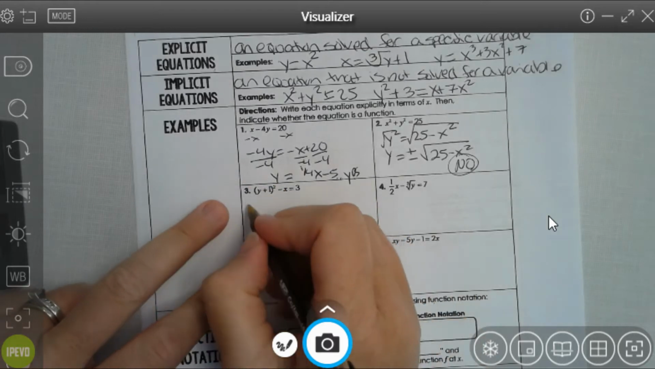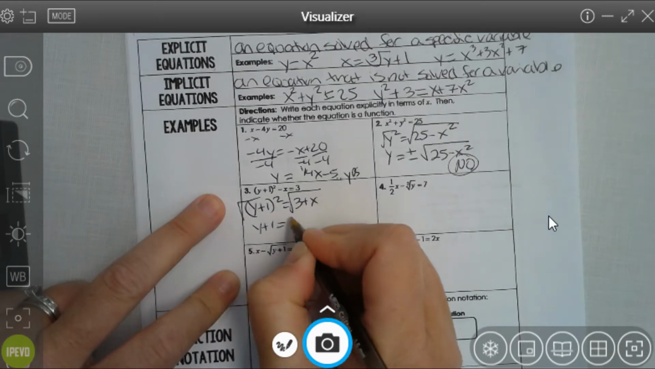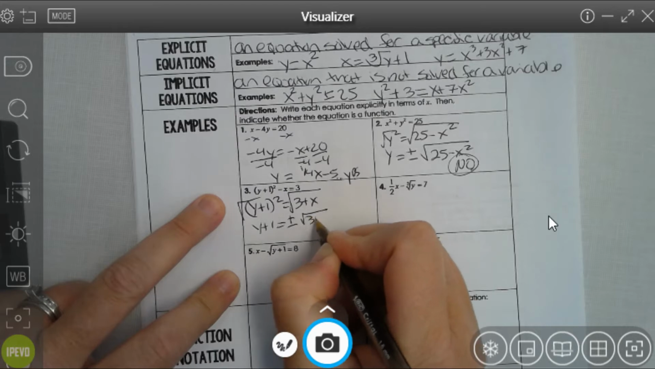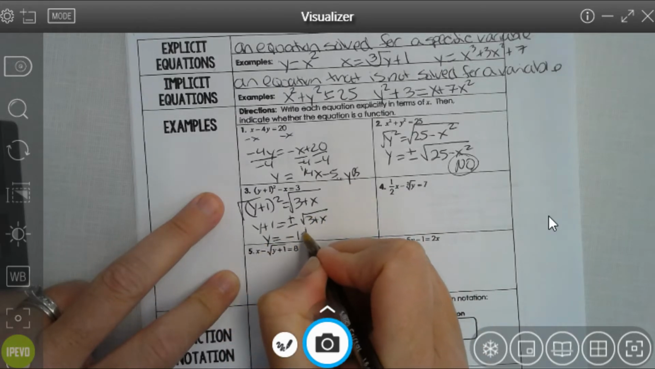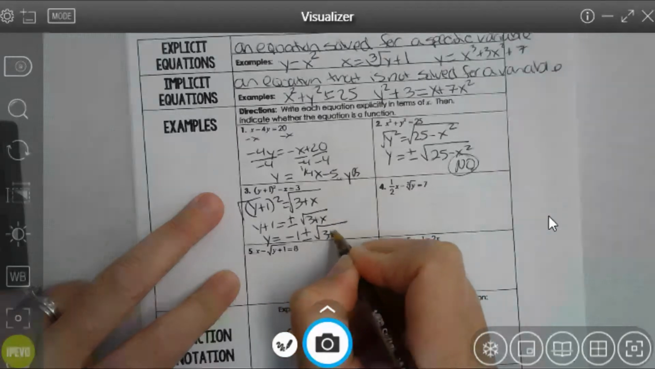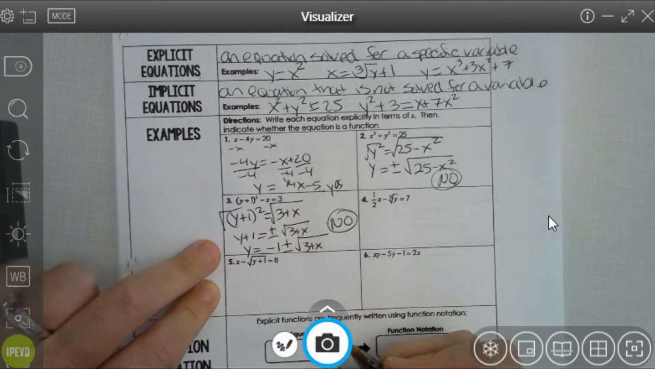So down here, add your x first. So 3 plus x. To get rid of the square, I got to square root it. So remember, square root means plus and minus. My last step is to subtract my 1 over. So y equals negative 1 plus or minus this, like this. The plus or minus means that this is not a function.